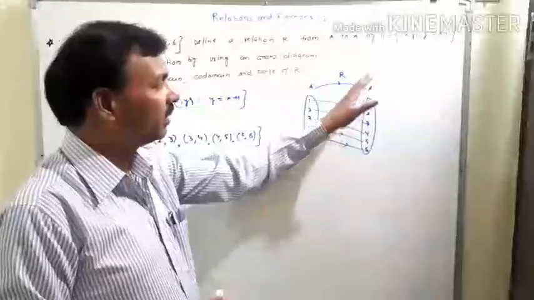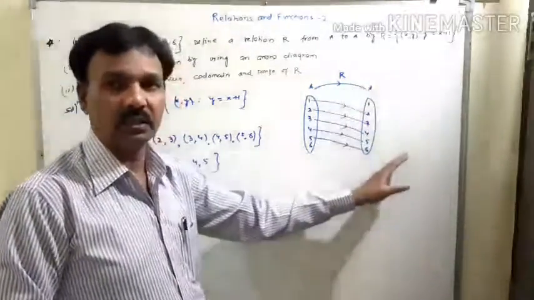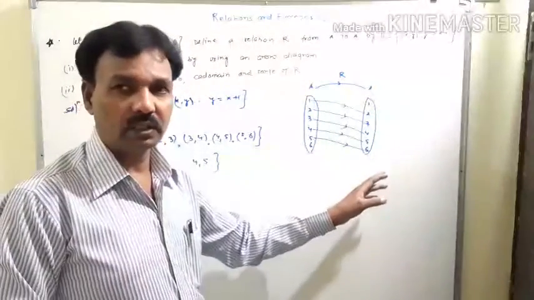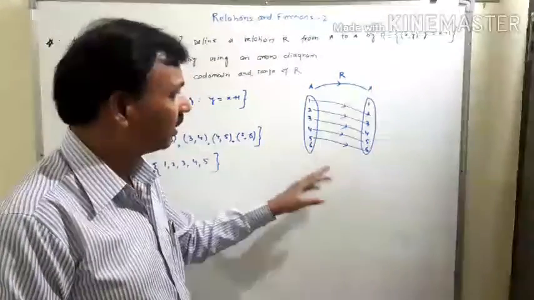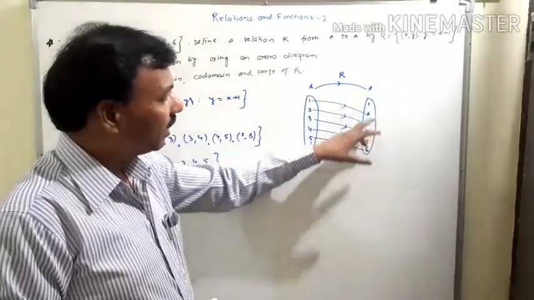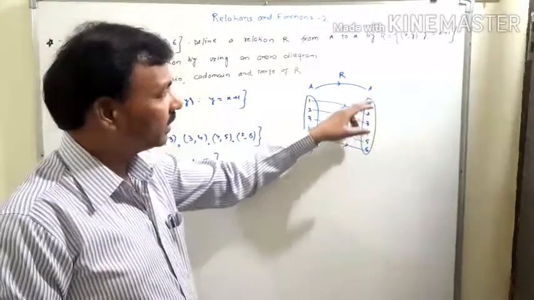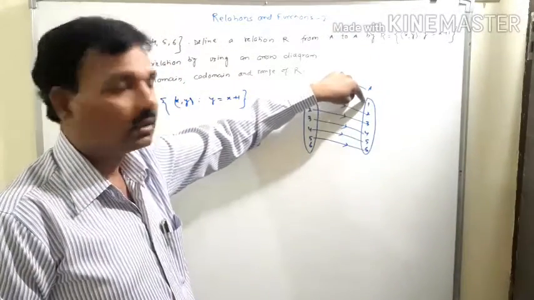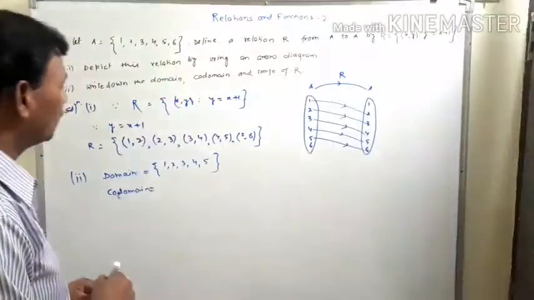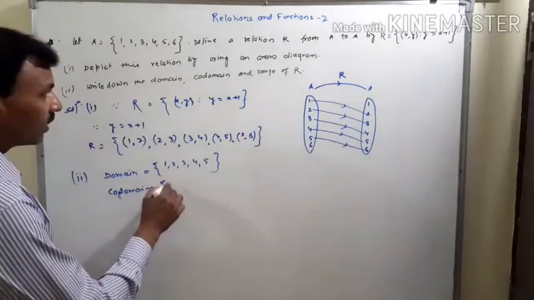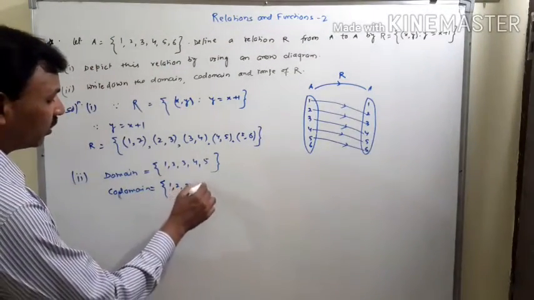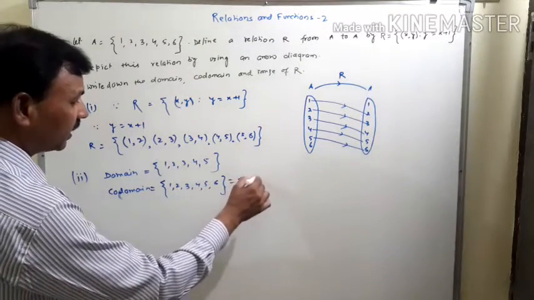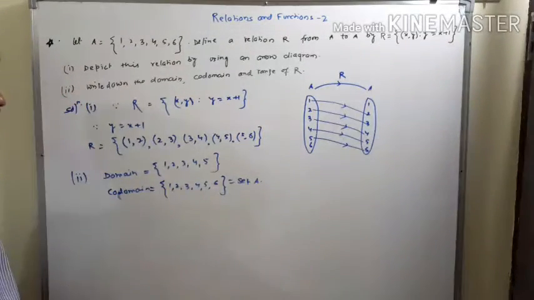Codomain means all elements of the next set. All elements of this set are known as codomain. The first definition was wrong. Actually, codomain is all elements of this set. That means codomain will be 1, 2, 3, 4, 5, 6, or set A is known as codomain.